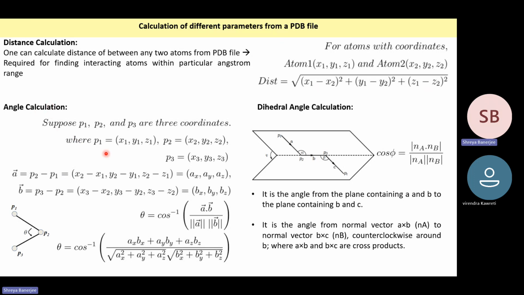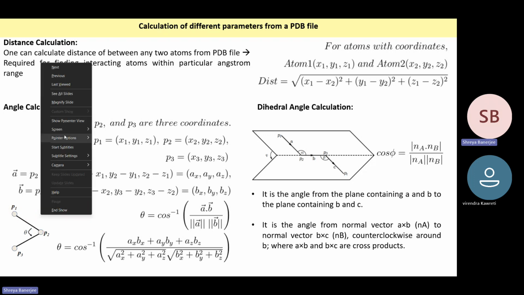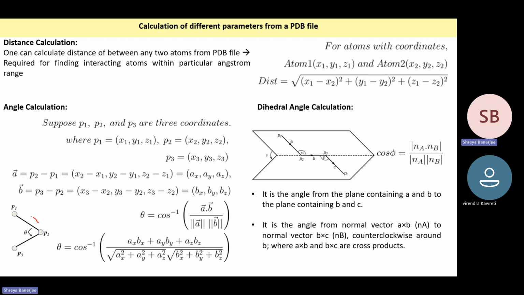Or if you have 3 atoms, X1, Y1, Z1, X2, Y2, Z2, X3, Y3, Z3, shown by P1, P2 and P3, first 2 vectors will be defined. One from P2 to P1, so one vector will be in this direction. You can subtract the coordinates of P2 and P1 to get the vector A. And another vector will be from P3 to P2, so it will be this vector. That is defined by B, and you can get it by subtracting the coordinates of P3 and P2.